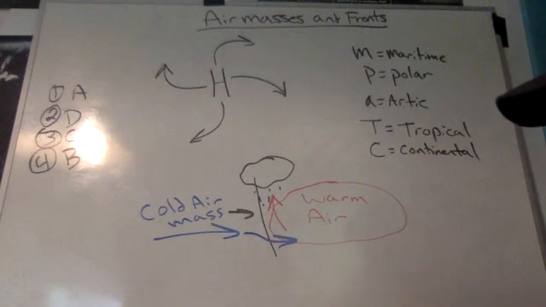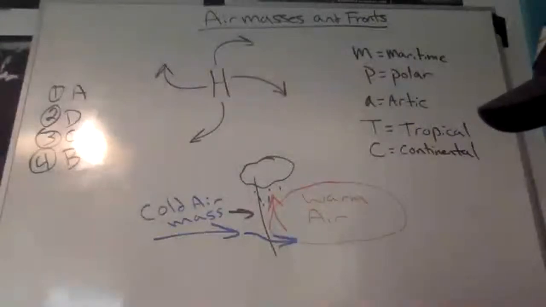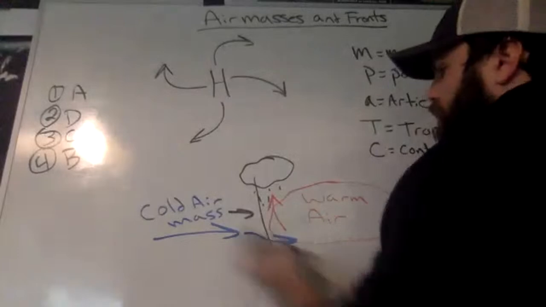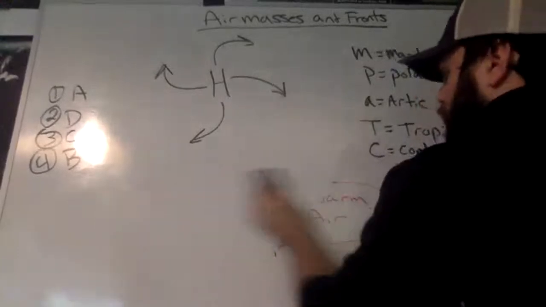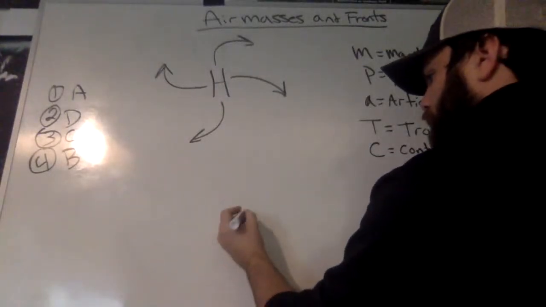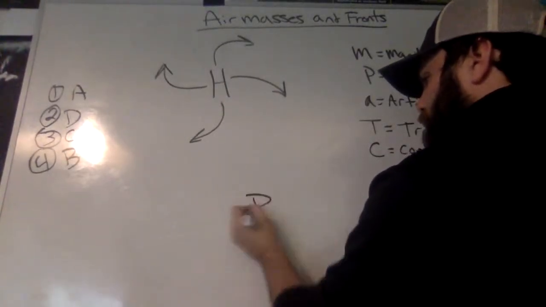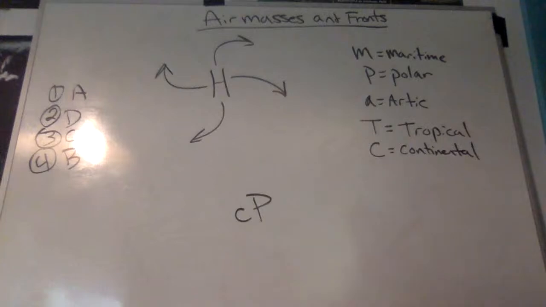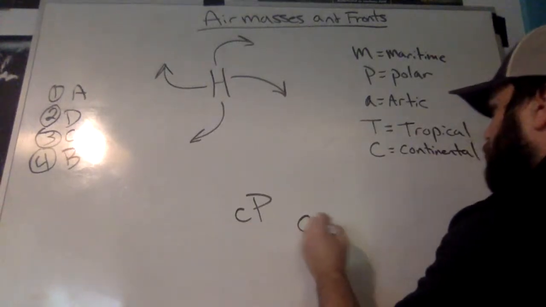Number 5, a CP air mass would most likely originate over which type of Earth's surface? So let's get rid of our cold air mass and our warm air mass, and let's look at CP. C and P are always capital. C is continental, so we've got continental.